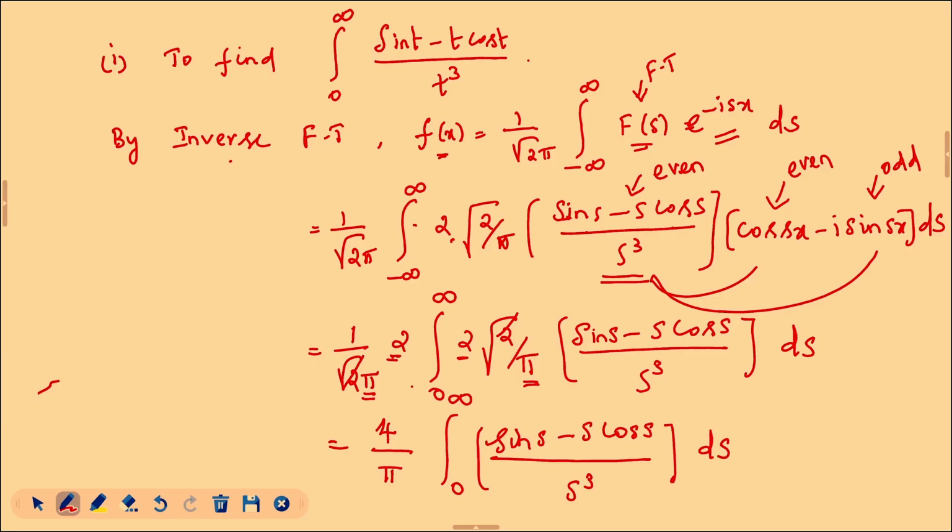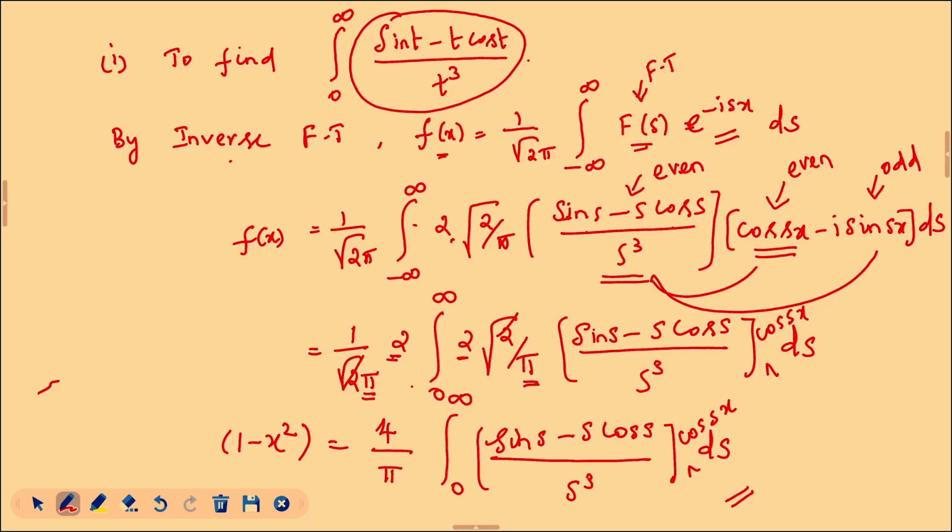Now let us come to the left hand side. On the left hand side it is f of x. Let us replace the value of f of x. F of x is 1 minus x squared. Sorry, this has to be included, into cos sx. So this is the result after applying the inverse Fourier transform, but you need to prove (sin t minus t cos t) by t cube. In this result we do not have any cos function, but here we have a cos function.